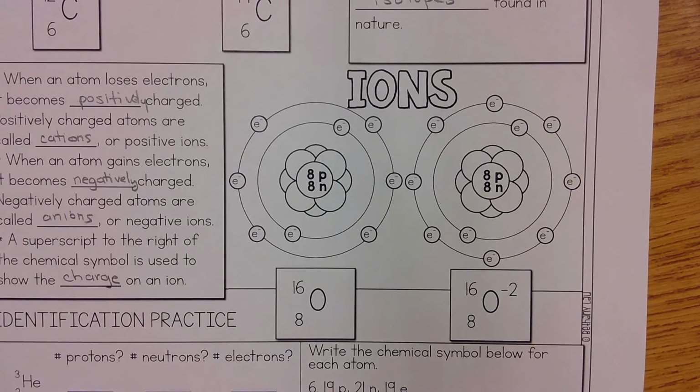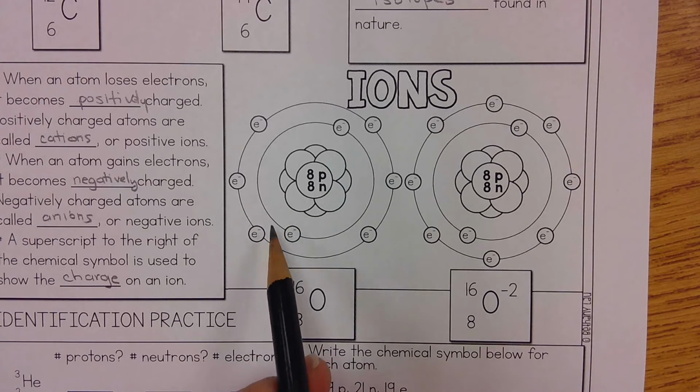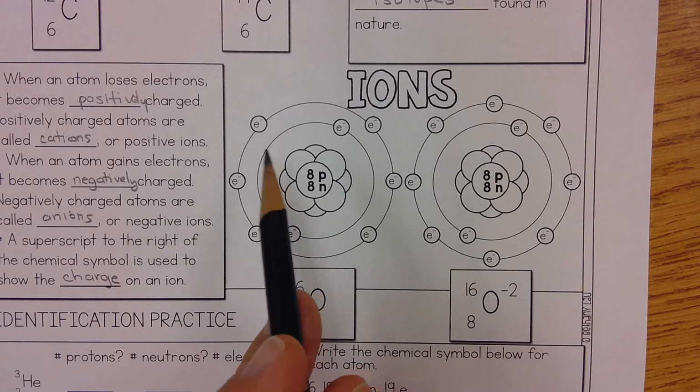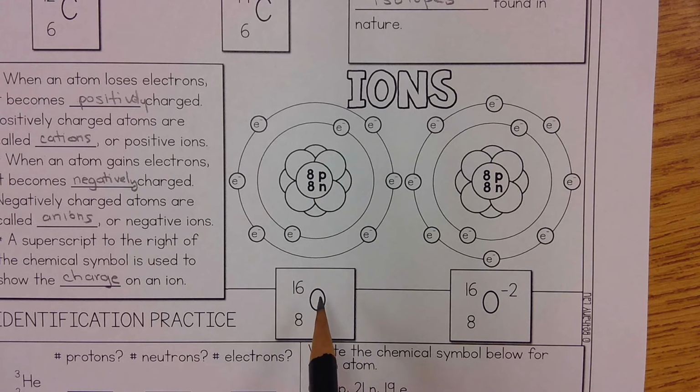So if you look here, my picture, here's oxygen, 8 protons, 8 neutrons. And as we can count here, 1, 2, 3, 4, 5, 6, 7, 8 electrons. So the same number of electrons as protons means it's neutrally charged. There is no charge, not positive, not negative.